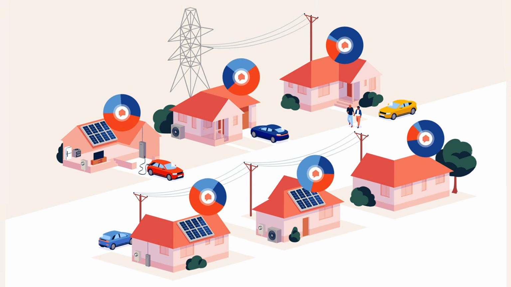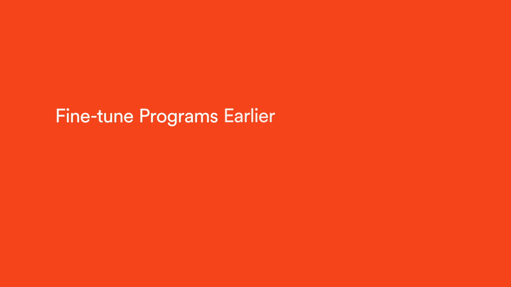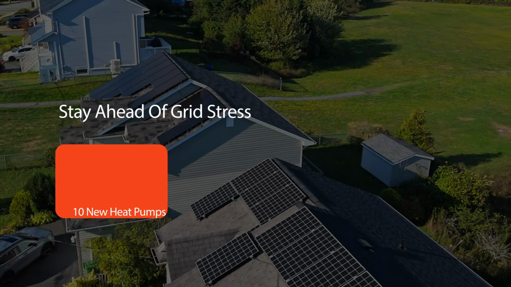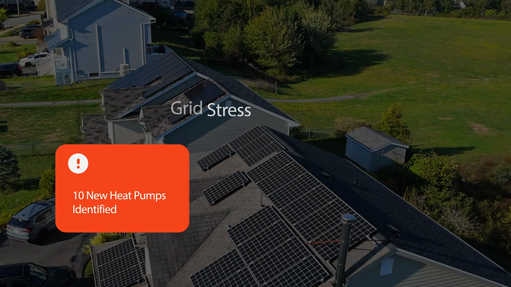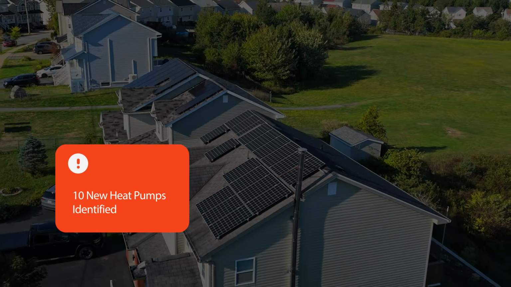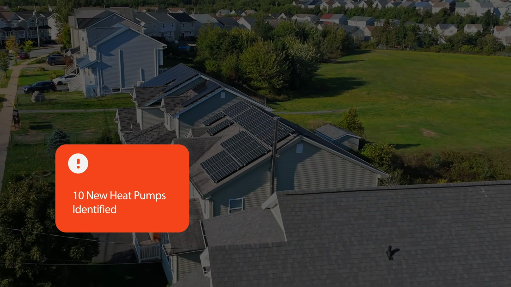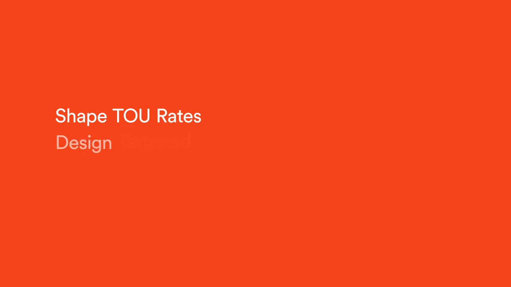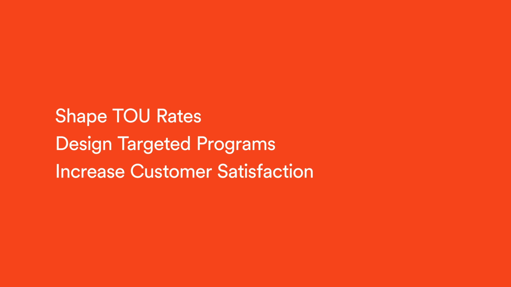With frequent category-level updates, you can fine-tune programs earlier, make smarter adjustments, and measure impact. You can stay ahead of grid stress. Home Analytics can help you prioritize grid investment by pinpointing where load growth is highest. And real usage patterns help you shape time of use rates, design targeted programs, and increase customer satisfaction.